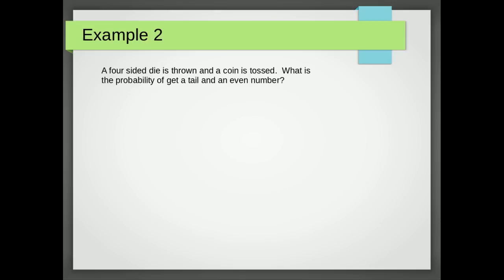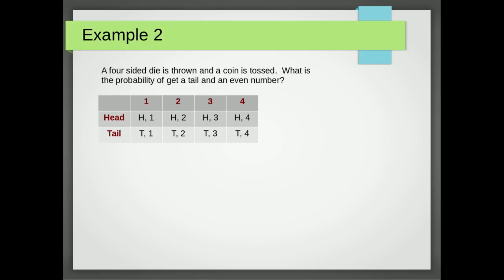Okay, so let's have a look at our second example. This time we've got a 4-sided die, typically numbered 1, 2, 3 and 4, and we've got a coin that's tossed. So what is the probability that we get a tail on the coin and we get an even number from the die? So when we make our diagram this time, we're going to have 2 in one direction to represent the coin and 4 in one direction to represent the die. So we end up with this, and this row is obviously what we can get from the die, and this column is obviously what we can get from the coin.